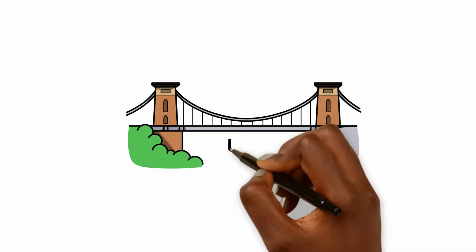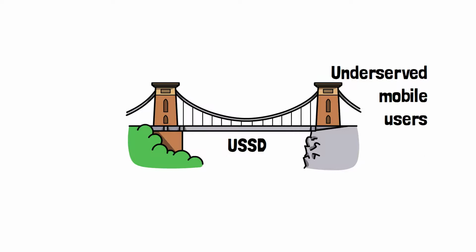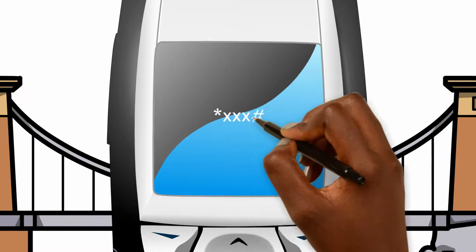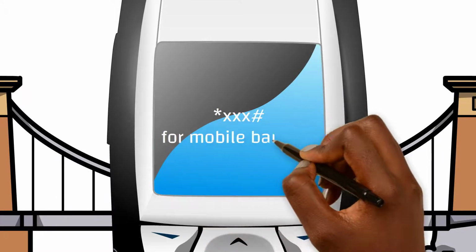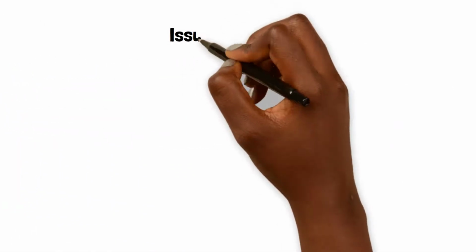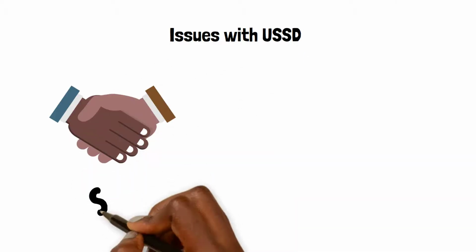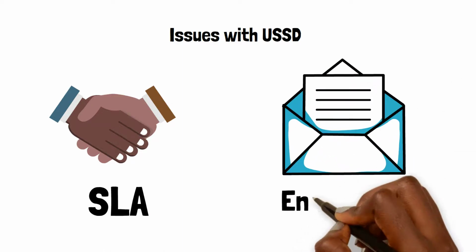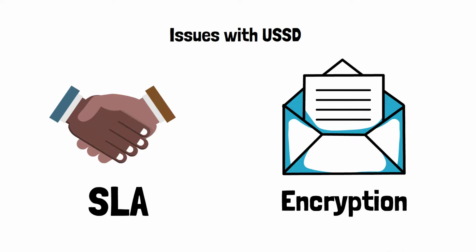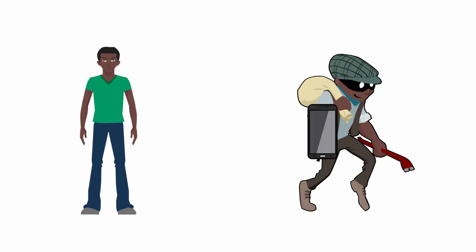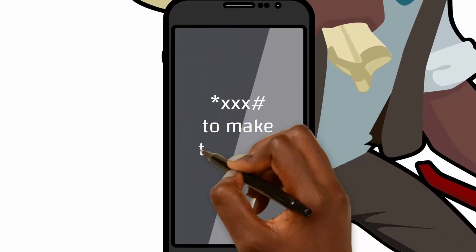USSD has been instrumental in bridging the gap between underserved mobile users and mobile app services. A key example of this is the way that access to mobile financial services through USSD has played a significant role in increasing financial inclusion. But the technology isn't without its issues. In some instances, service reliability might be lower than web-based apps. Also, since messages are communicated as plain text files, there's the potential of security issues. Speaking of security, if a user's phone goes missing or gets stolen, a bad actor may have access to that user's account and have a field day.